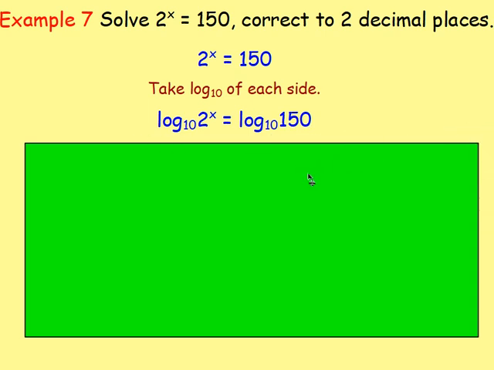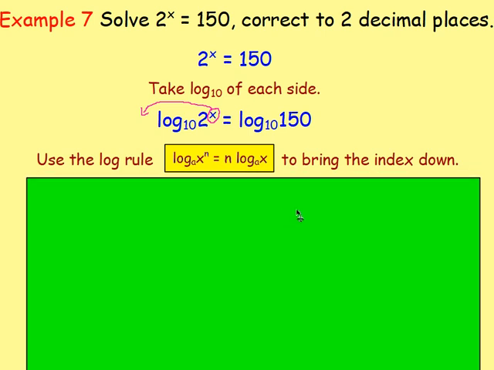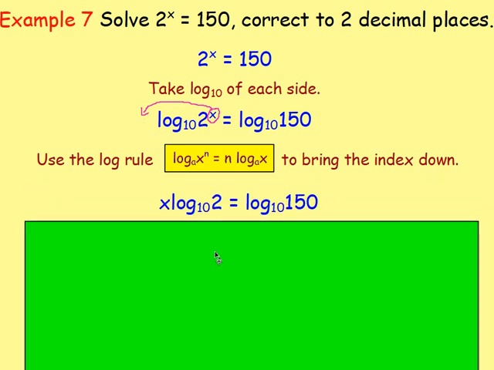Remember, the whole point in doing that is it allows us to bring this index down. If we're wanting to work out the index, it's difficult to work out. So apply log rules now, which is this one that we learned about, and it lets us bring the index down to the front, just in front of log. So it becomes x times log base 10 of 2 equals log base 10 of 150.